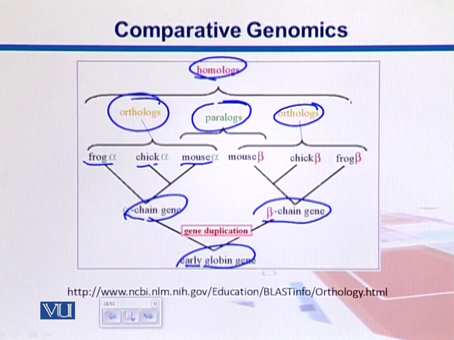Now if we look into those genes which are similar but have diverged, and which we can have in the same organism, so they are in the mouse. In mouse we have alpha globin and we have beta globins. So these genes may be classified as paralogs.